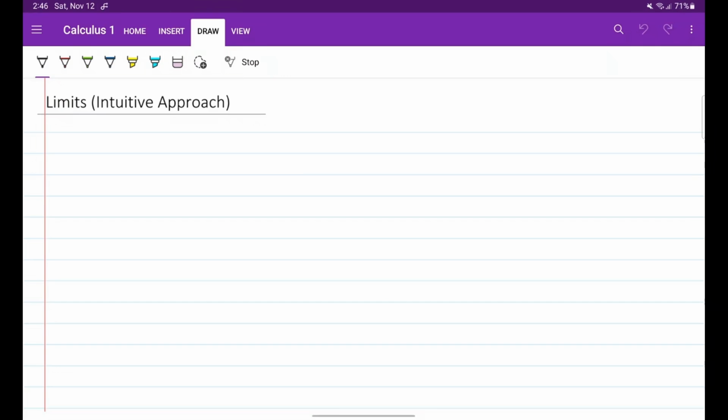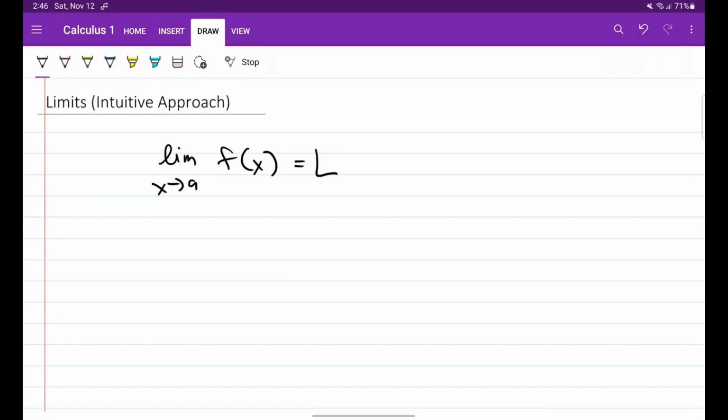Okay? So kapag sinabi sa atin na limit, it is always defined as the limit as x approaches a of f of x to be equal to L. Pero, ano bang ibig sabihin yan? Limit x approaches a of f of x is equal to L.